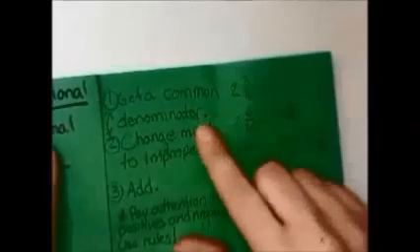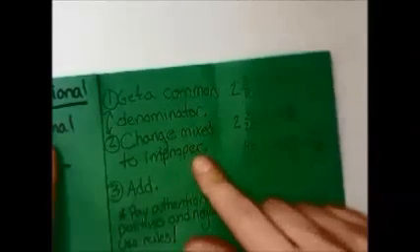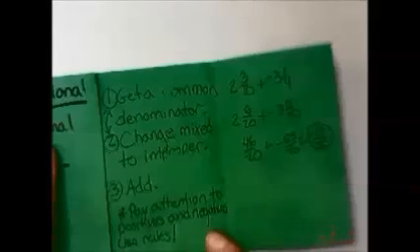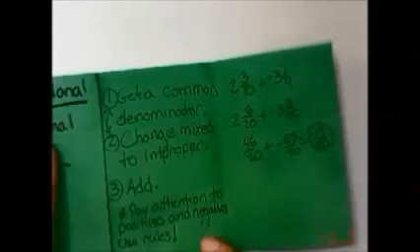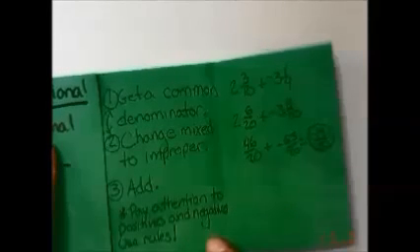What steps did I use when I added those? I got a common denominator, I changed mixed to improper, I added it, and I paid attention to my positives and negatives. I have to use my rules for positives and negatives.